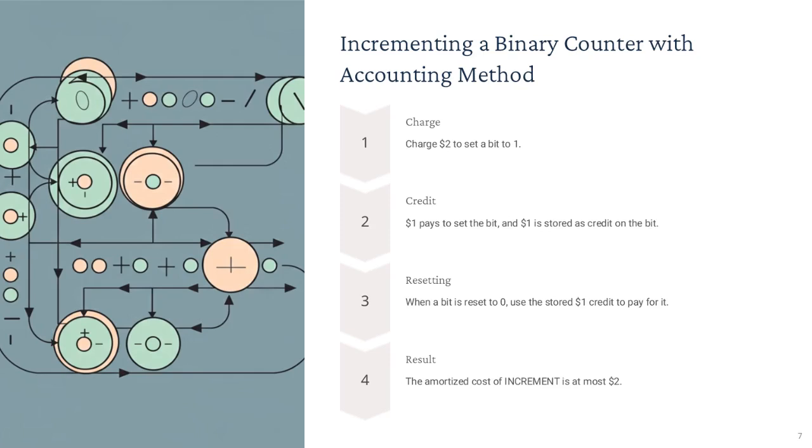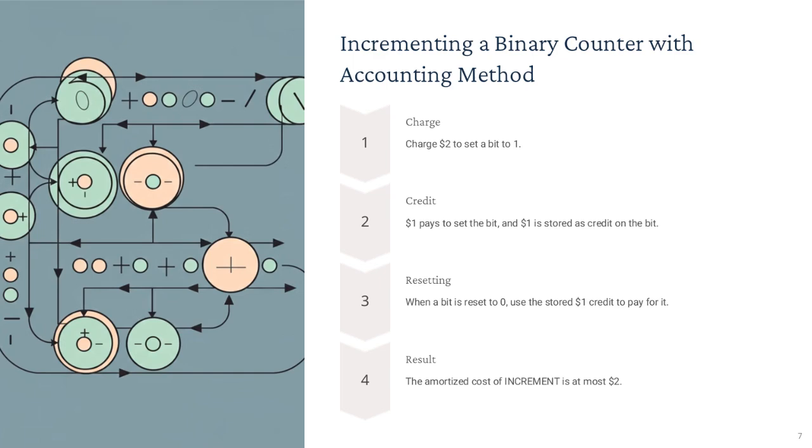Incrementing a binary counter is another example where the accounting method proves effective. Here, we assign an amortized cost of 2 to the operation of setting a bit from 0 to 1. Out of this, 1 unit is used to pay for the actual cost of flipping the bit, while the remaining unit is stored as credit on the bit. This stored credit is later used to pay for resetting the bit from 1 to 0, making the resetting operation effectively free.